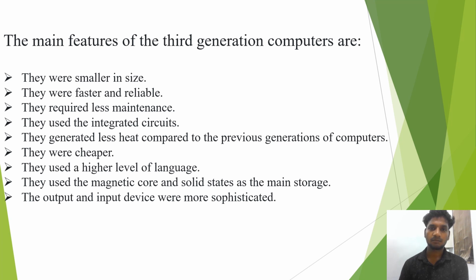The main features of third generation computers are they were small in size, faster and reliable, required less maintenance, used ICs, and generated less heat compared to the previous generation of computers. They are cheaper and use high level languages. They use magnetic core and solid state as main storage. The output and input devices were sophisticated.